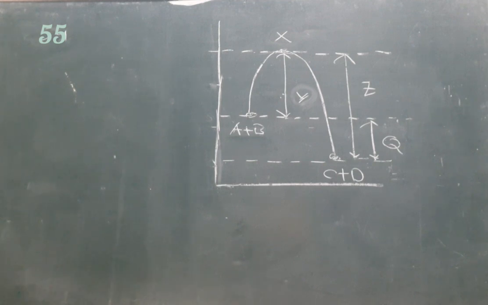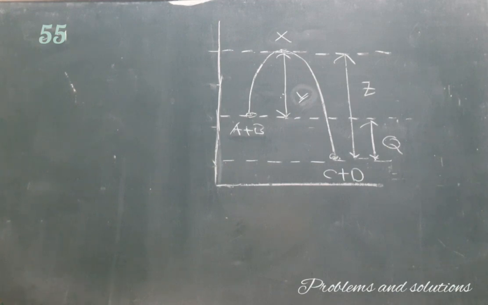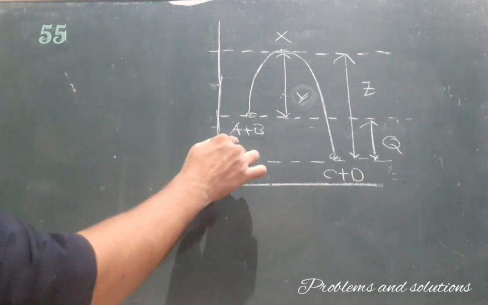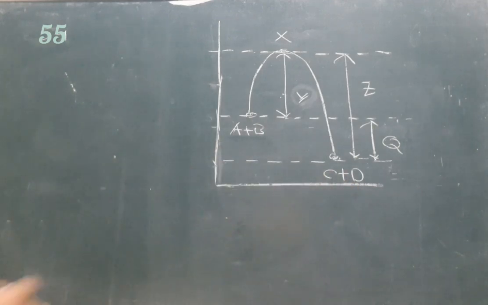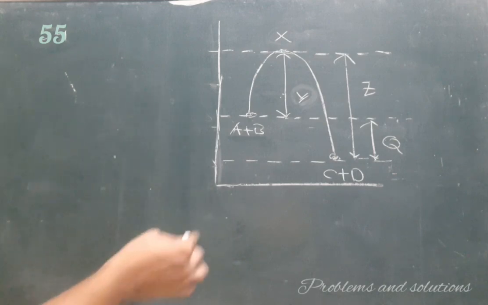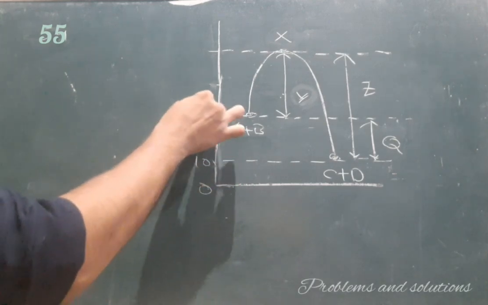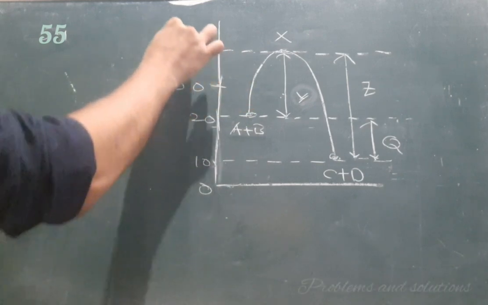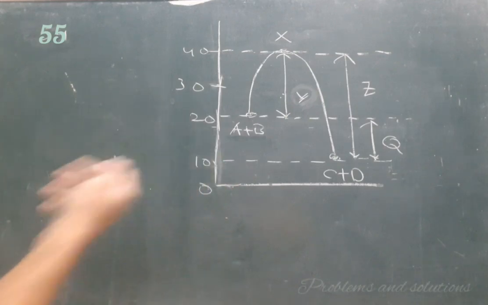Chemical Kinetics, 54th question. In this question, they gave a graph. This graph represents a reaction. A and B are reactants here, and C and D are products, and they possess some energy. Let the energy be 0, 10, 20, 30 and 40. Let it be the energy in kilojoules per mole.